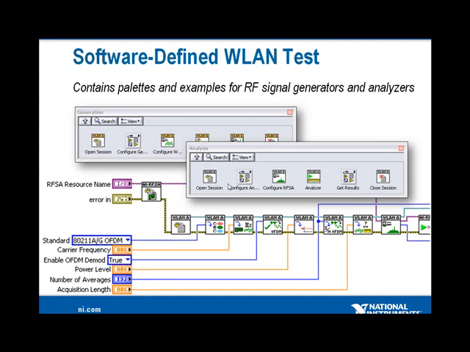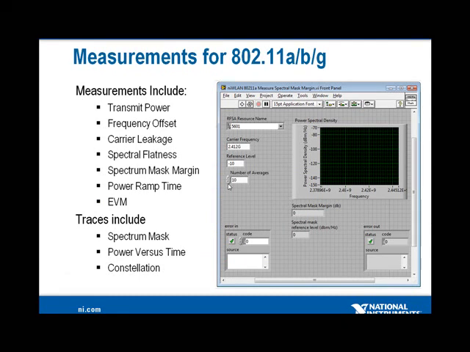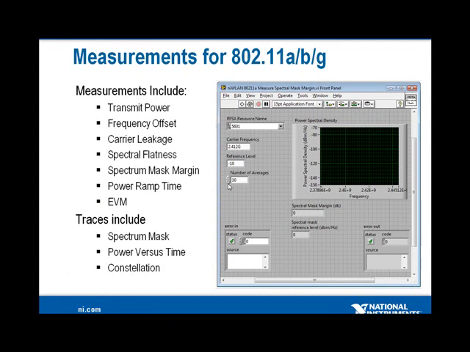In the background, we can also observe the block diagram of an example configuring an EVM, or error vector magnitude, measurement. In fact, the analysis toolkit contains measurements from transmit power to spectral flatness to EVM. In addition, for engineers in the lab, they can also use measurement traces for debug purposes. The common traces given by this toolkit are spectral mask, power versus time, and the constellation plot.